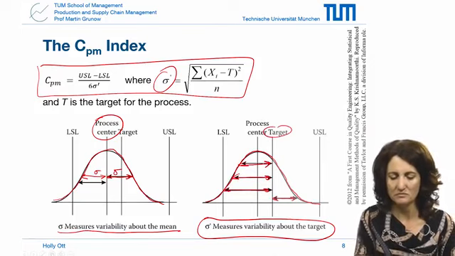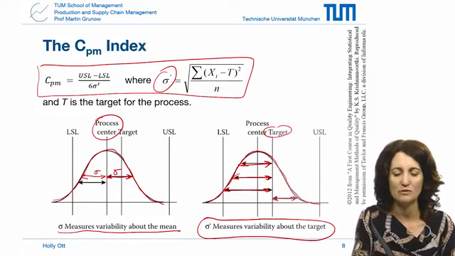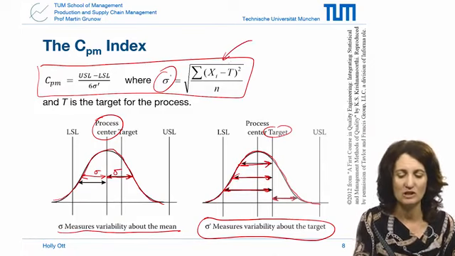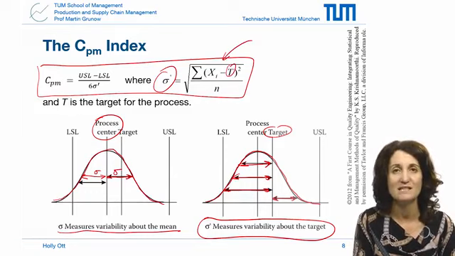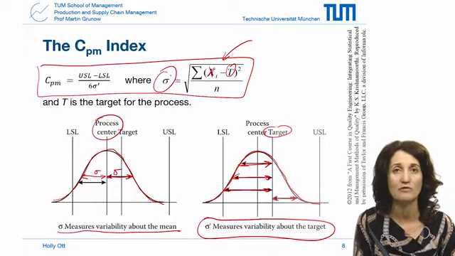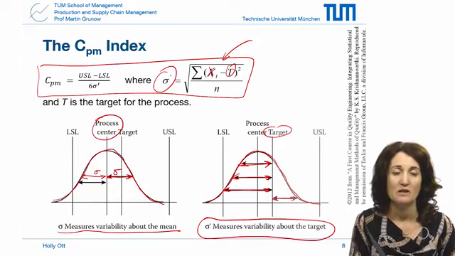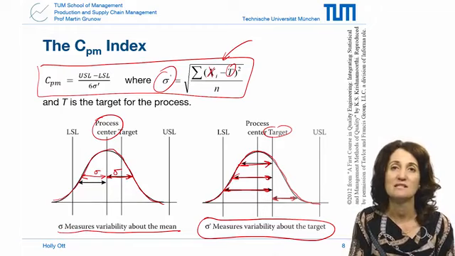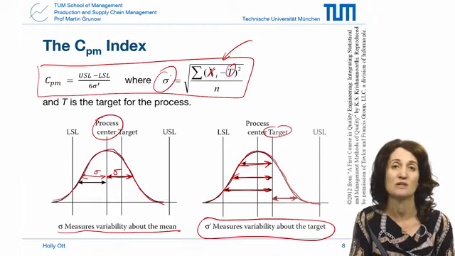Now, how do you do that? You apply then this equation here, which includes the target. It's measuring the squared difference of every individual value from the target. So the major advantage for this CPM index is it considers the target, not just the usual two-sided tolerance limits.